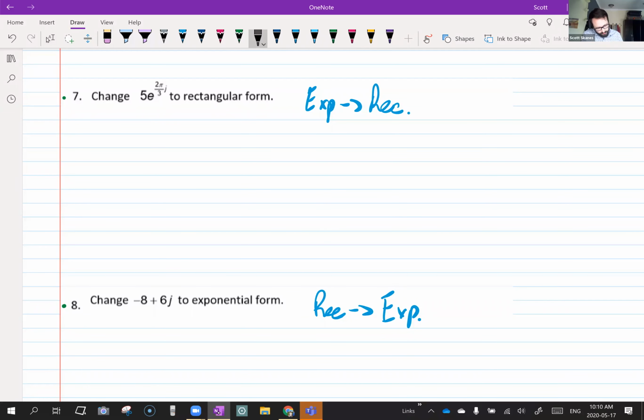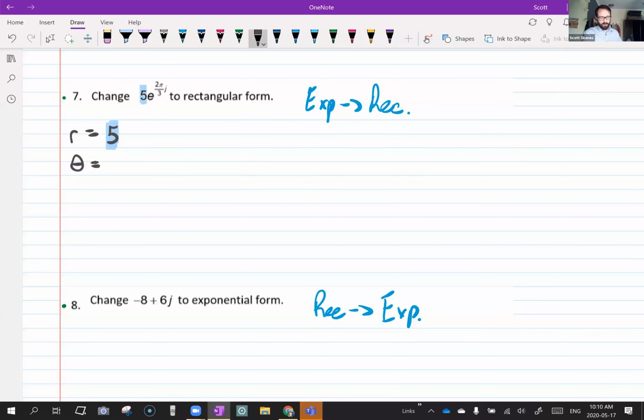Well, we need to know, first of all, what the radius is and what the angle is, because that'll help us get to polar form, which we can then get to rectangular form. What's r here? It's worth a mark, and it's super easy. It's 5. The r is the number in front.